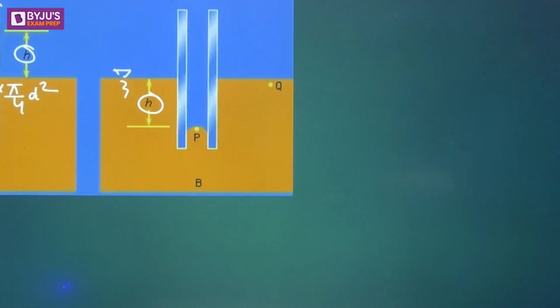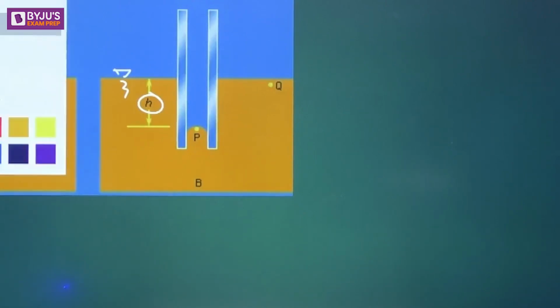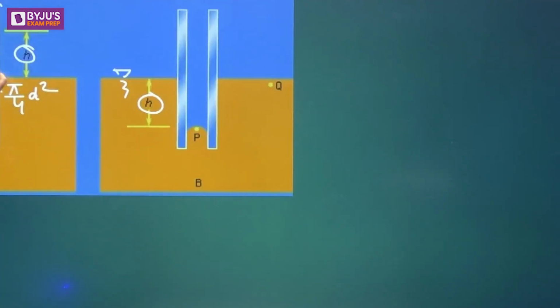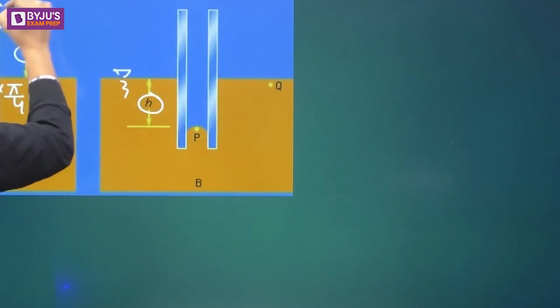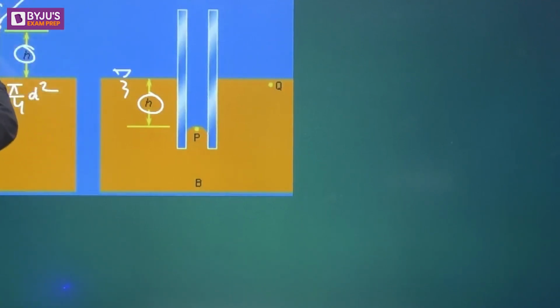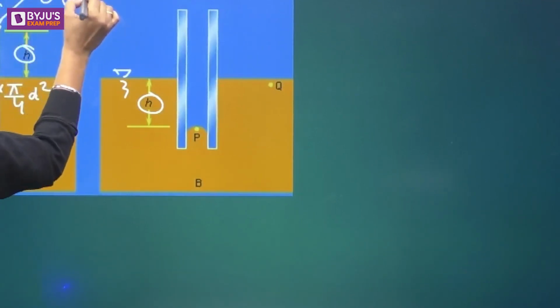The force exerted, will it be upward or downward? There will be a downward force exerted on this surface. The downward force exerted is delta P into pi by 4 d square. And because of surface tension, there is a force developed, that is sigma into pi d.